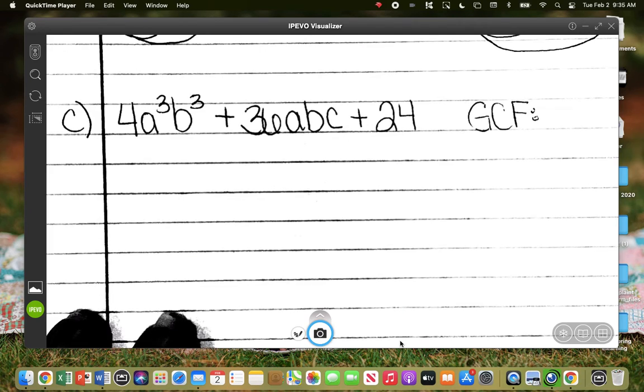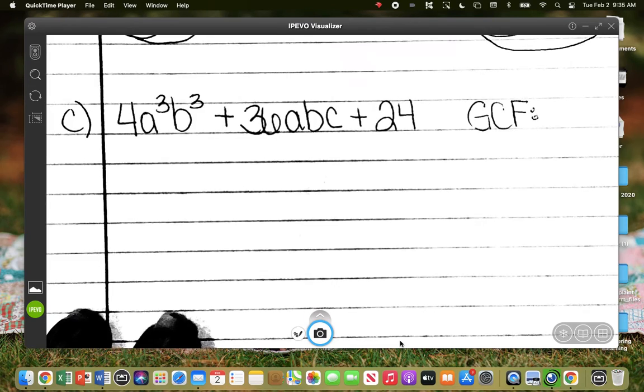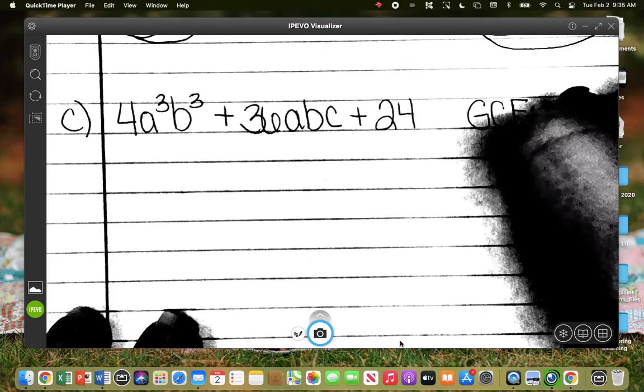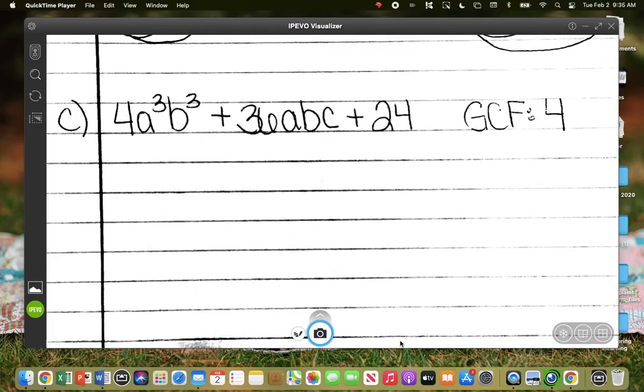What are you guys thinking? I see some of you showing a number on your hands. But what's something I can divide all three numbers by? Somebody's got to talk. 4. So we can divide all of these by 4.